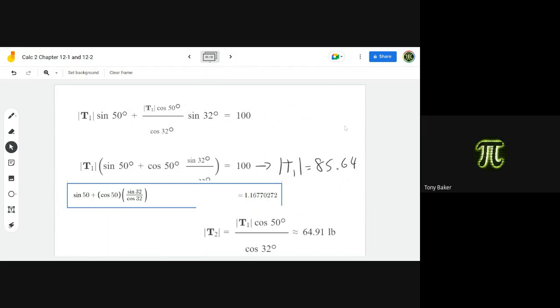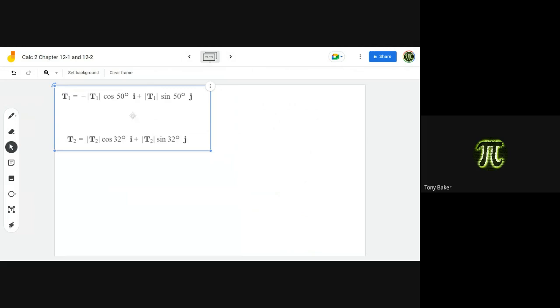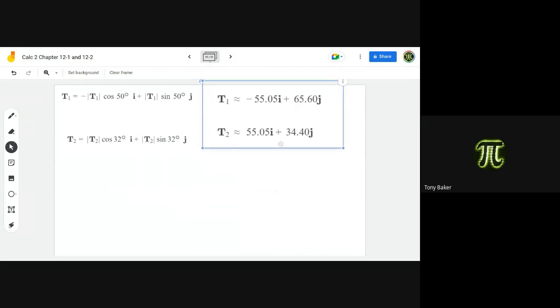So now we got the magnitude of T1 and the magnitude of T2. So we can take those. We had my original equations. Those were my original T1 and T2s. And we can plug in the T1 and the magnitudes. And we get our tension vectors.